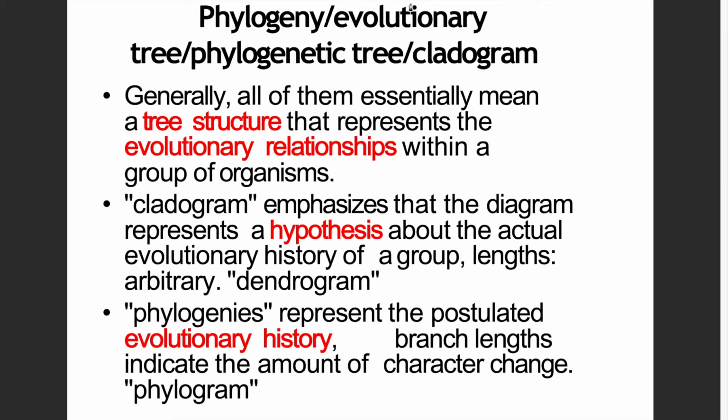But what do we really mean when we say phylogeny, evolutionary tree, phylogenetic tree, or cladogram? What's the difference between them anyway? Well, to start, all of them are structures that represent a certain evolutionary relationship within a group of organisms. However, when we say cladogram, you emphasize that the structure that you're showing is only a hypothesis of the actual evolutionary history of that organism, of that group.